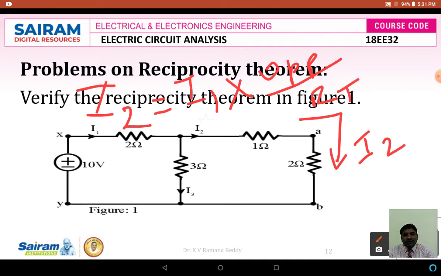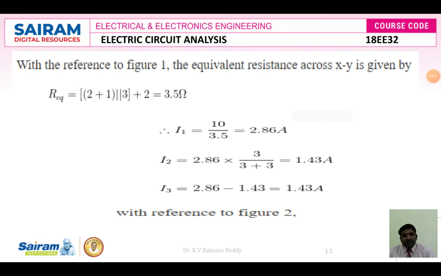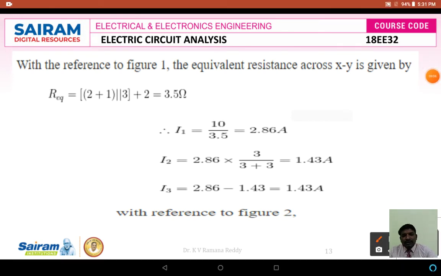I1 is what we just calculated, that is the total current here. For this branch, the opposite branch is this 3 ohms. Total resistance means 3 plus 3. So use this formula and get the solution. I got I3 equal to 1.43 amperes. Two ways are there to find I3. If we know I1, then we calculate I2. I2 here is 1.43 amperes, and if I2 is 1.43, then I3 is also 1.43 amperes.